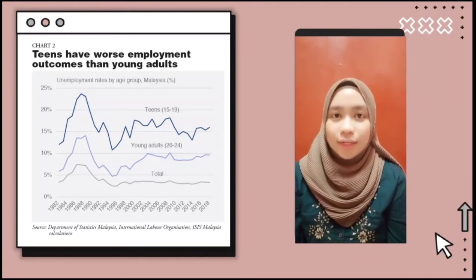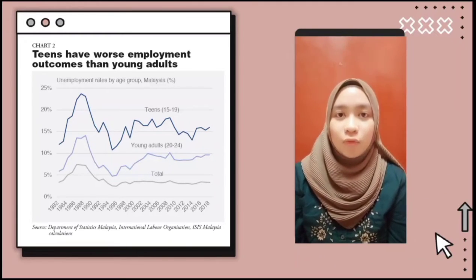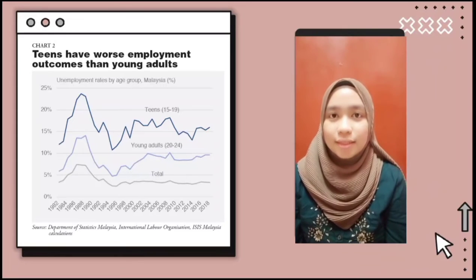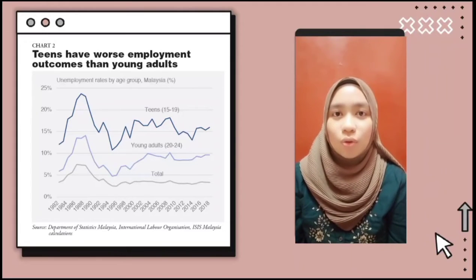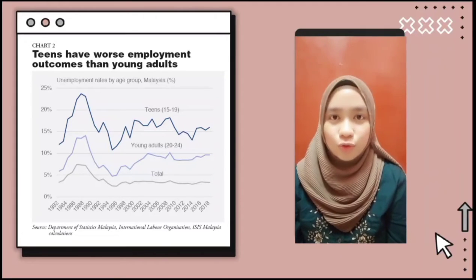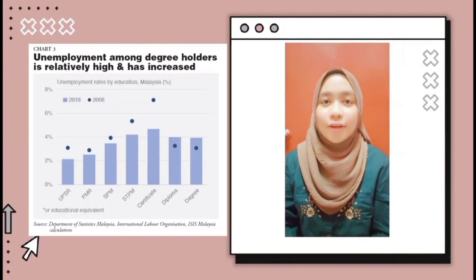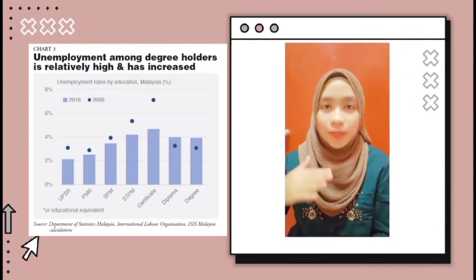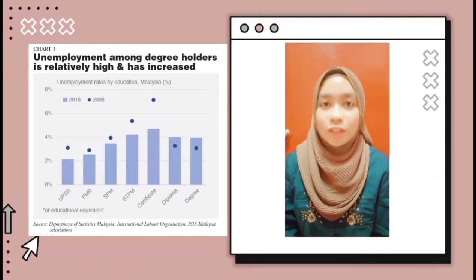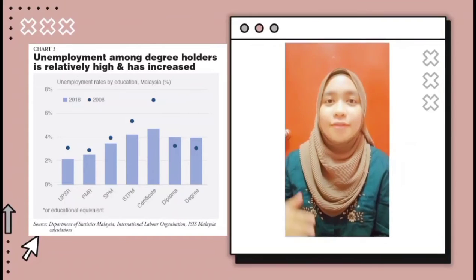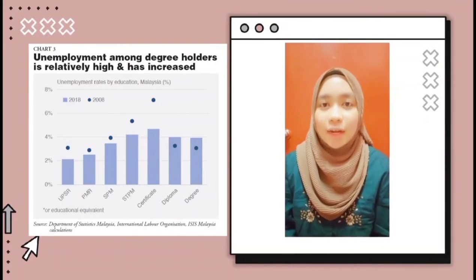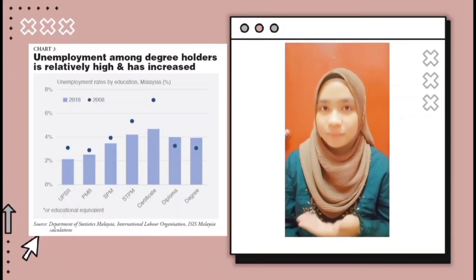Teen unemployment rate remains stable from 2004 until 2006. All of this makes sense since at the age of 15 until 19, they are still secondary school students. Secondary educated job seekers have a lower unemployment rate than tertiary educated job seekers. However, tertiary educated job seekers, especially degree holders, have significantly increased in unemployment rate as shown in chart 3.